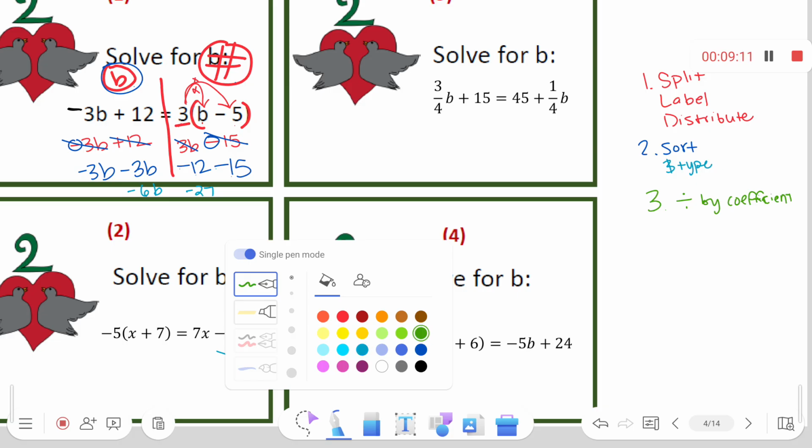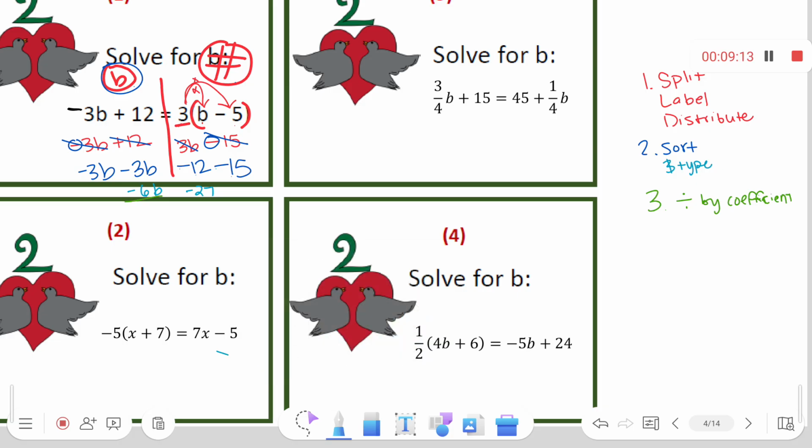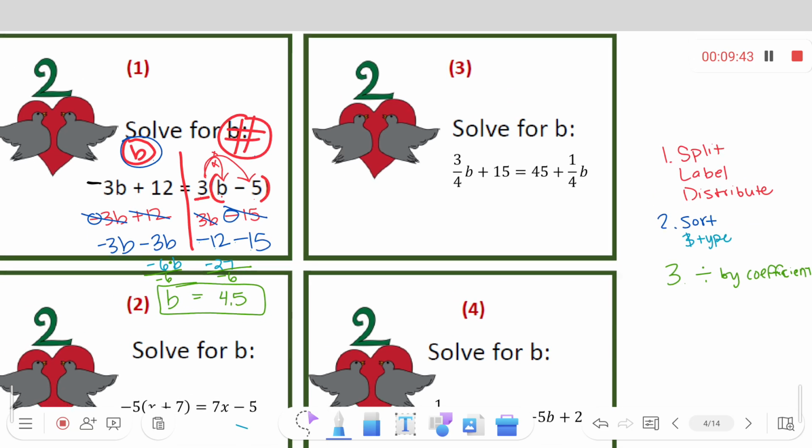The last step is to divide by the coefficient. So I'm dividing both sides by the coefficient. The coefficient is the number and sign touching the letter, the variable. B is the variable, so the coefficient is negative 6. I'm dividing both sides by negative 6. And I'm running out of room, but this leaves us with 1b equals negative 27 over negative 6. When you type it in, it is positive 4.5. So we have 1b equals 4.5. And that was for problem number 1.